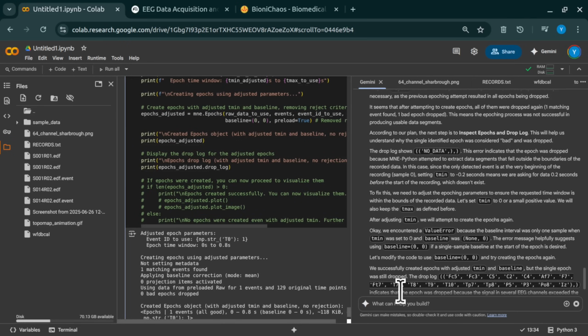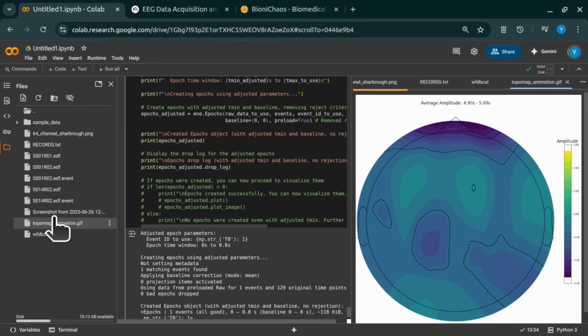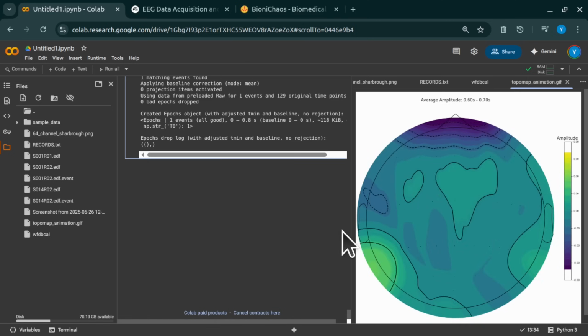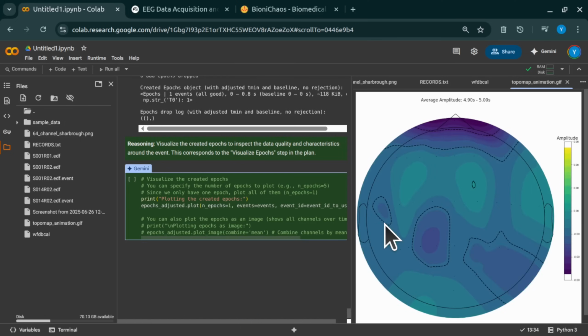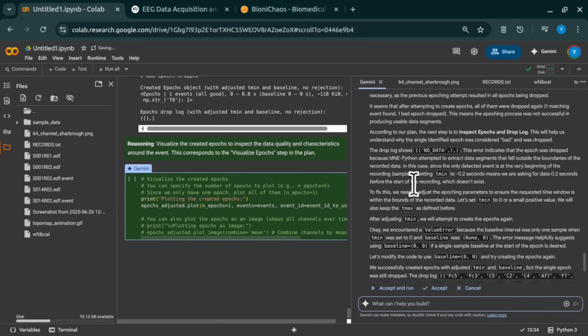Okay, what exactly is a topomap, and why is it so important for understanding brain activity spatially? So a topomap is essentially a visual heat map of brain activity, projected onto a stylized head shape. It shows how a specific measurement, maybe the average signal amplitude over a period, or the amount of power in a certain frequency band, like alpha waves, is distributed across the scalp.